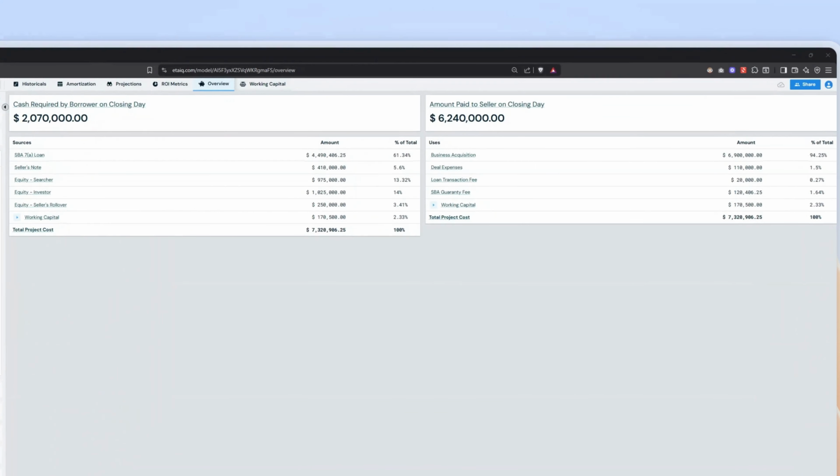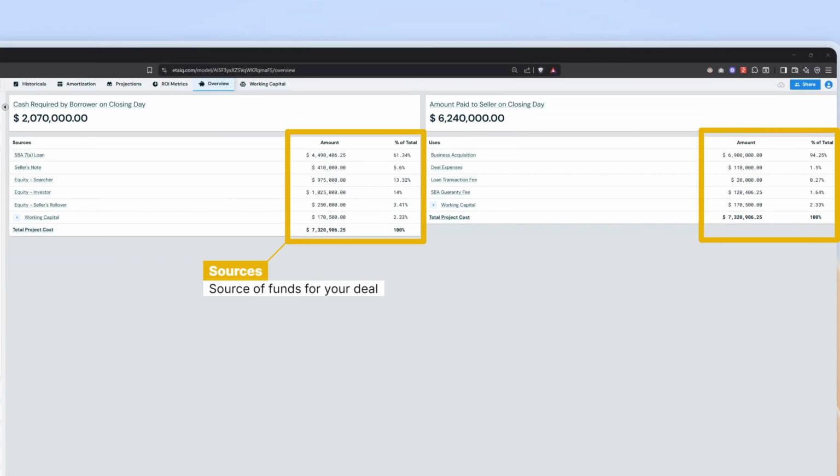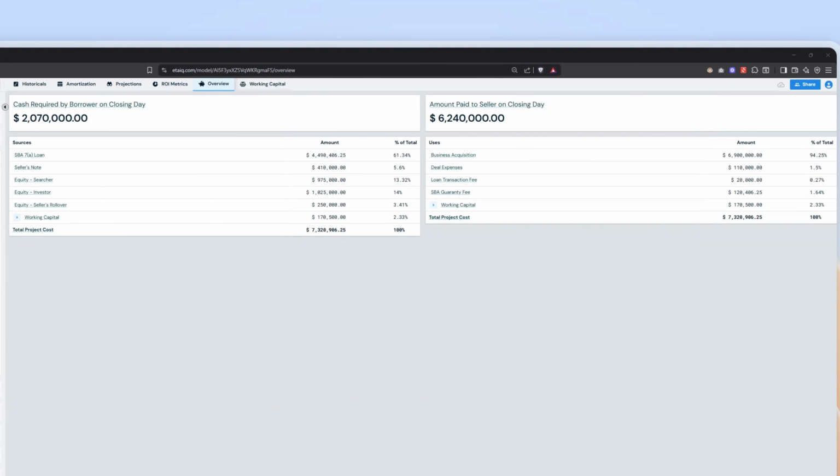The Overview tab gives you a quick, high-level summary of your deal's sources and uses, showing exactly where your capital is coming from, the sources, and how it's being allocated on closing day, the uses. Everything you see here is automatically calculated based on what you've entered in the assumptions panel.